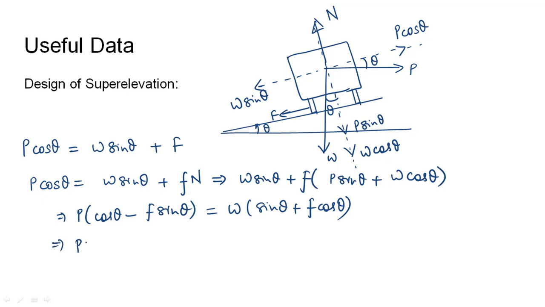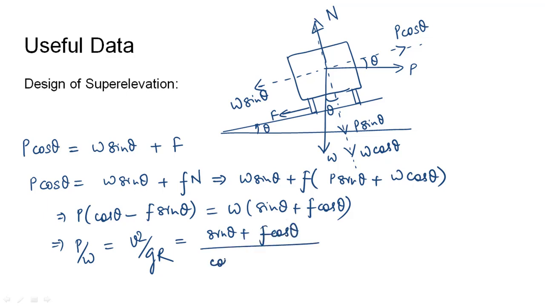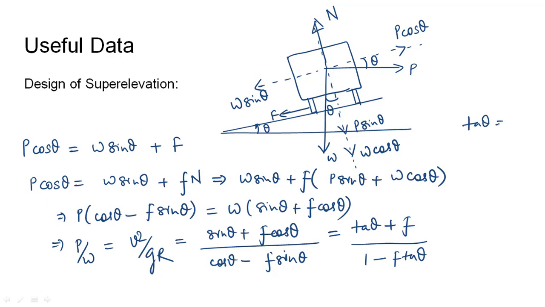Finding the value of P by W, which is the same as the centrifugal ratio given by V square by gR, this would become sin theta plus f cos theta divided by cos theta minus f into sin theta. Dividing the numerator and denominator by cos theta, we would get tan theta plus f divided by 1 minus f into tan theta. Tan theta is nothing but the super elevation of the road. So this becomes e plus f divided by 1 minus ef.